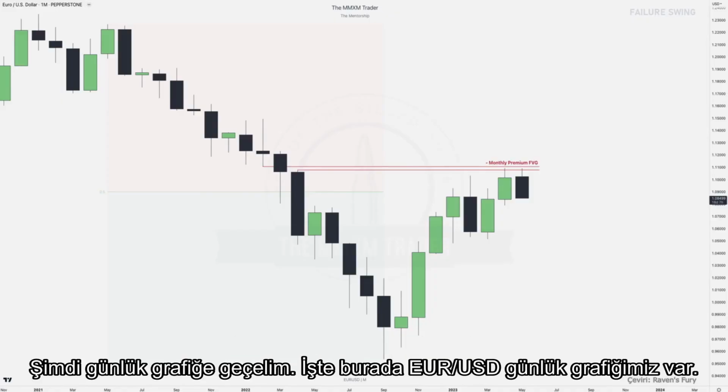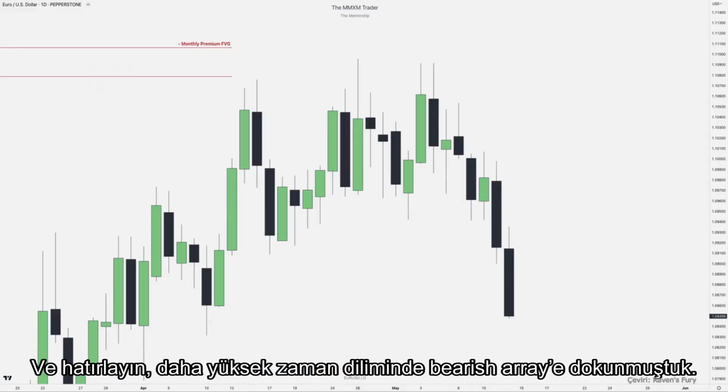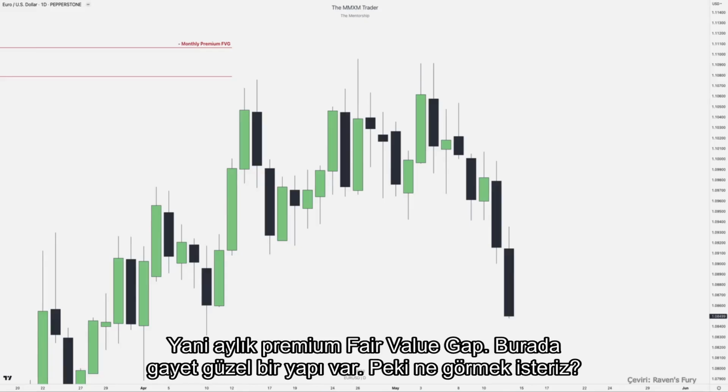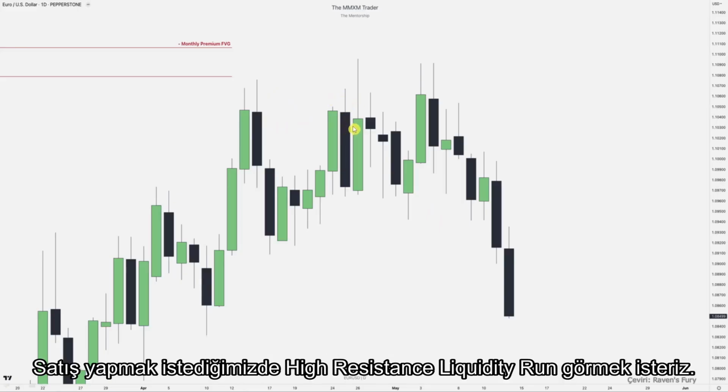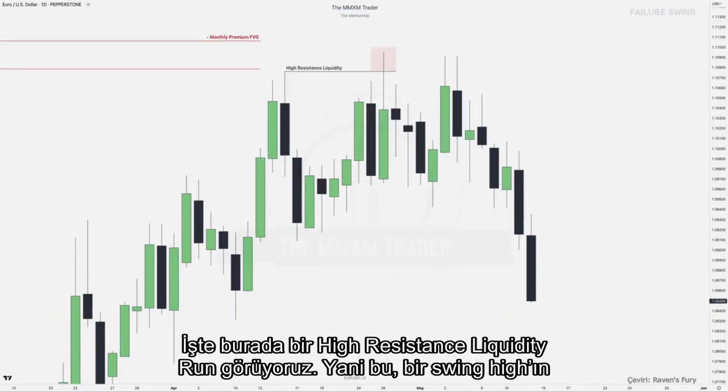So let's go to the daily chart. So over here we've got that EUR/USD daily chart, and remember we hit that higher time frame bearish array, right? That monthly premium fair value gap. So over here we've got some nice structure, right? What do we want to see when we want to sell? We want to see a high resistance liquidity run, which confirms we are going into bearish order flow, right? So how does that look? So over here we've got that high resistance liquidity run, right?